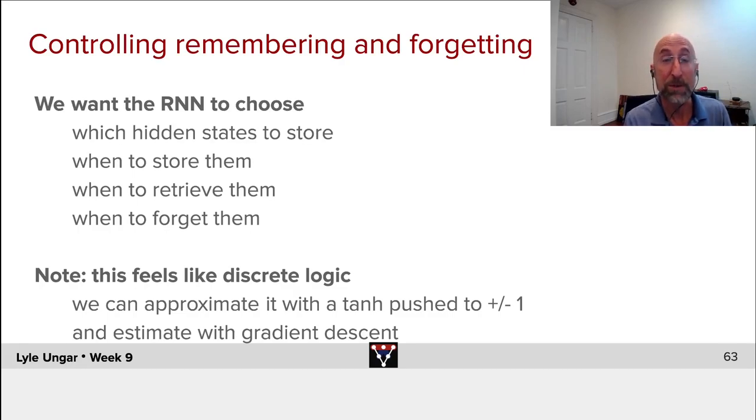Store things, retrieve things. We can approximate yes-no logic with something like a hyperbolic tangent, pushing things to minus one or plus one. We can estimate the whole thing with gradient descent. It's a little bit tricky for the descent because you're solving something that in some weird sense could be NP-hard if it's discrete logic. But it does allow you to store things and remember them in a differentiable way so you can use gradient descent, and that's really magic.